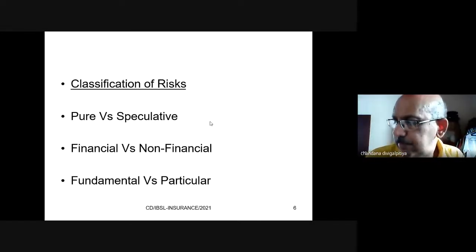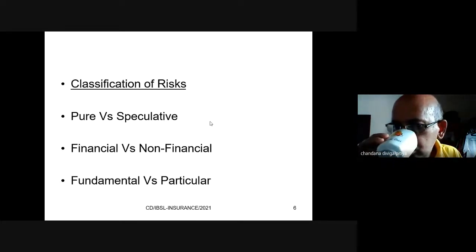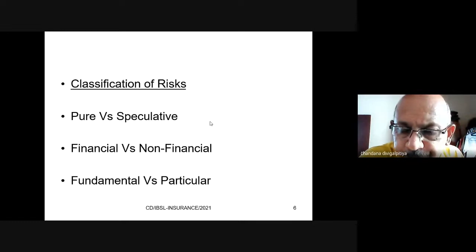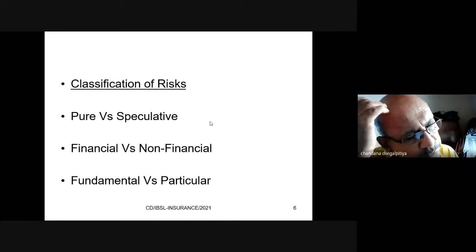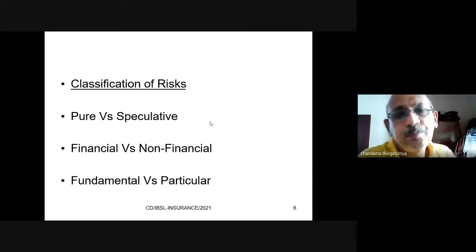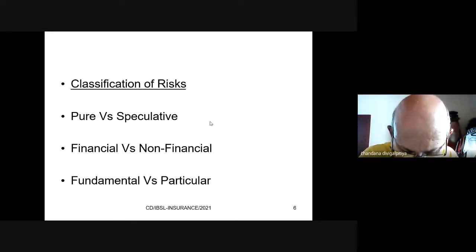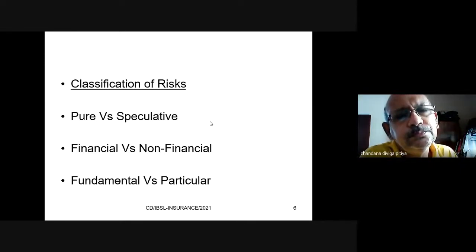Particular risks are defined as risks which are happening due to human intervention. Example, car accidents.